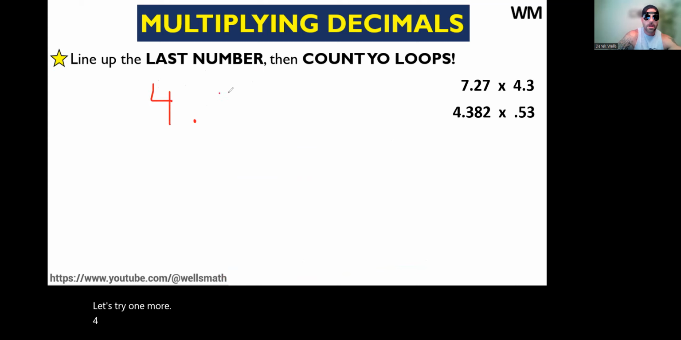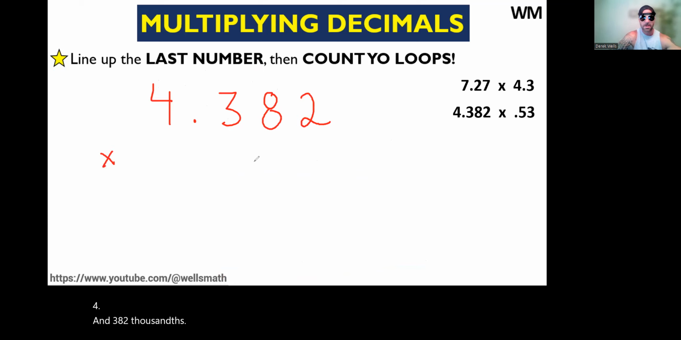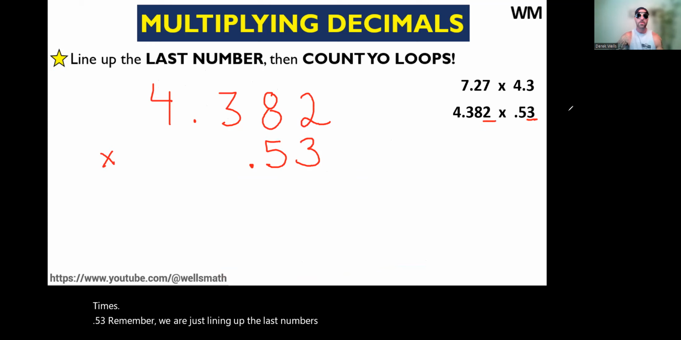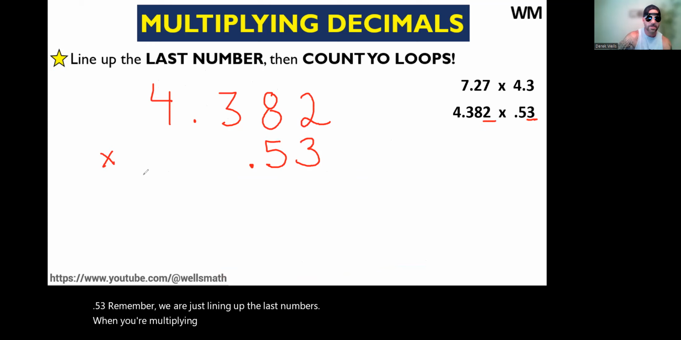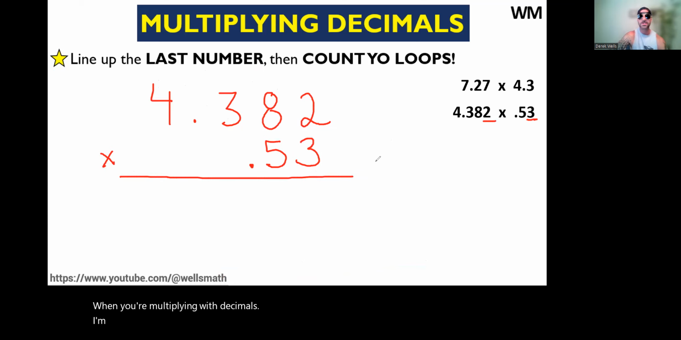4 and 382 thousandths times 0.53. Remember, we are just lining up the last numbers when you're multiplying with decimals. I'm going to go a little bit faster on this one.